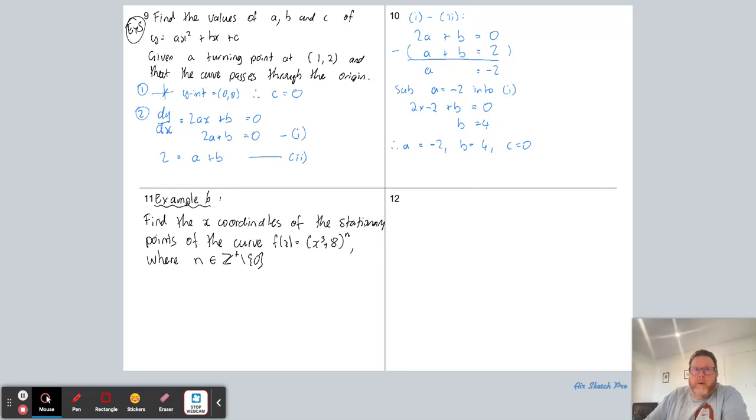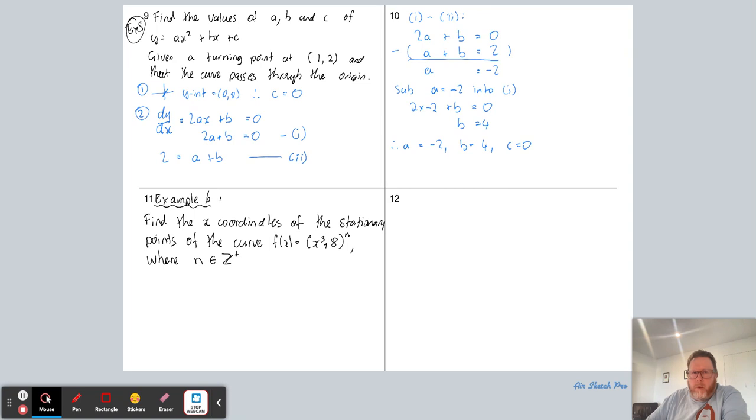So one more example. Find the x-coordinates of the stationary points of the curve f of x equals x cubed plus 8 to the power of n, where n is a positive integer. N is a positive integer, so n could be 1 or 2 or 3 or 4 or 5, etc. Okay, so it looks more complicated than it is.